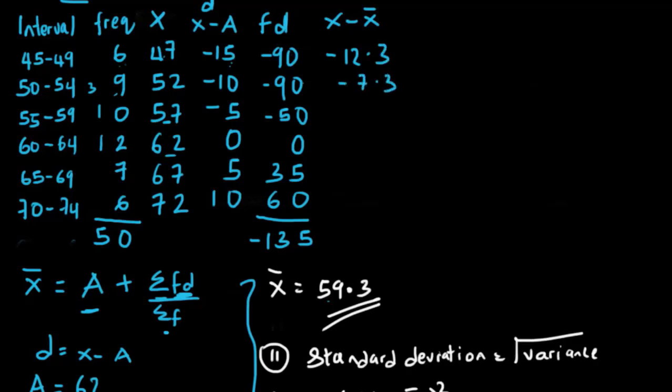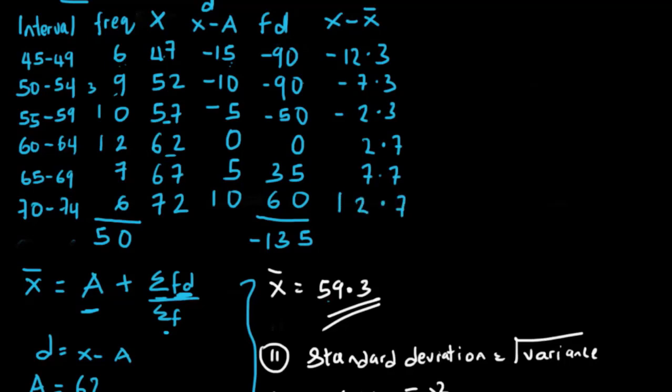57 minus 59.3 will give us minus 2.3. 62 minus 59.3 will give us 2.7. 67 minus 59.3 will give us 7.7. And lastly, 72 minus 59.3 will give us 12.7. I hope you got this.